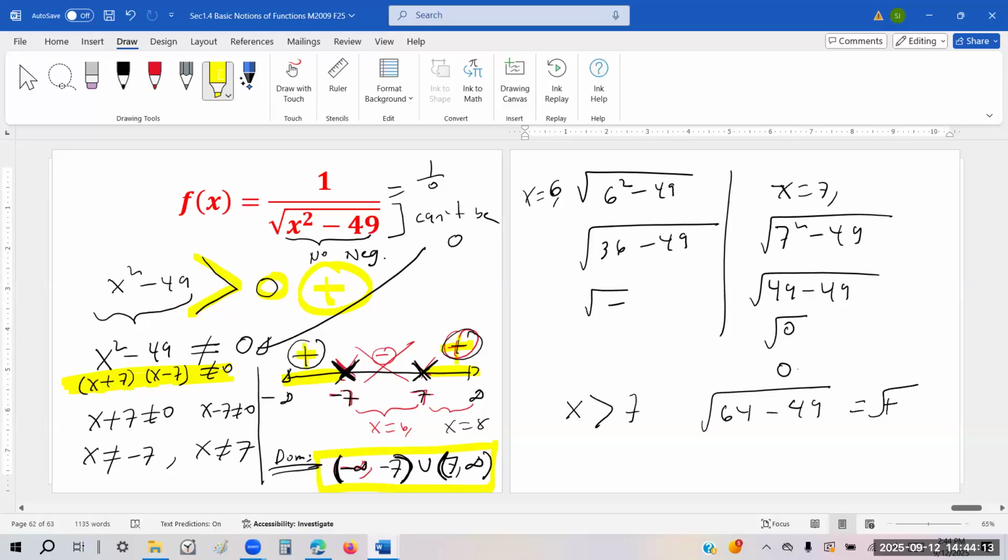Whatever you have inside the radical, if it's on the denominator, it has to be bigger than 0. And if it's on the numerator, it can be bigger than 0 or equal 0. And then factor, solve, and use the number line. Find only one interval by replacing some number, and the rest alternate, if the factors have odd degree.